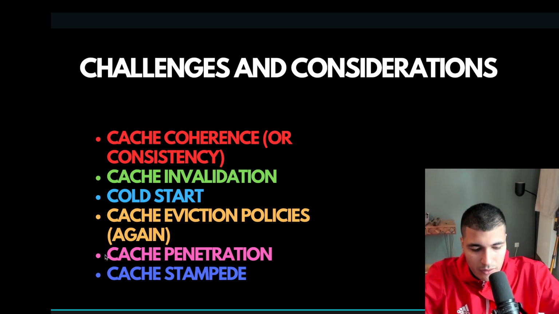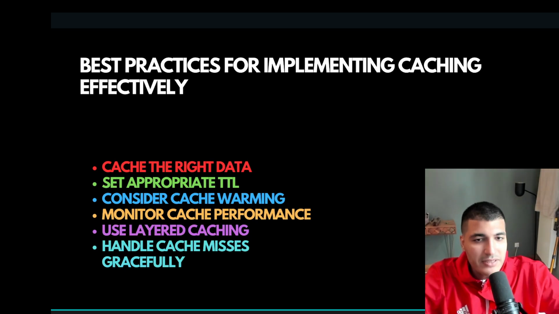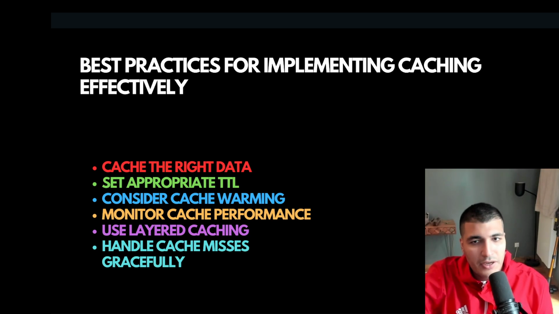Okay. Next, we have best practices for implementing cache effectively. First, cache the right data. Don't just cache everything. Focus on caching data that is quite expensive to query, not that easy to generate or slow to retrieve from the backend, and critically, data that is frequently accessed.